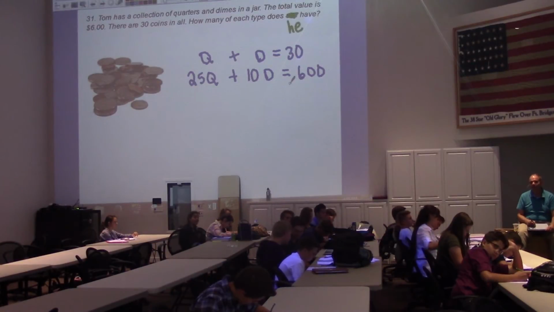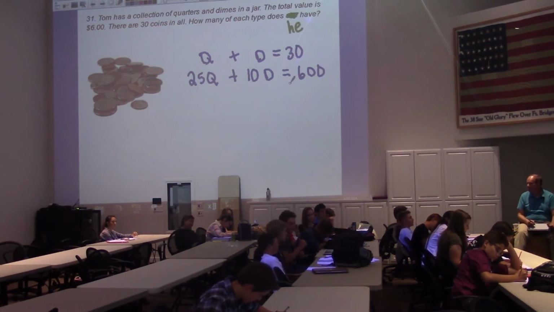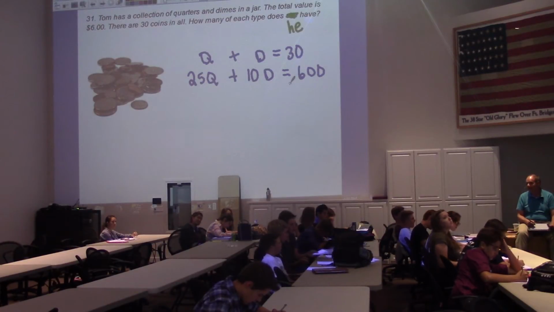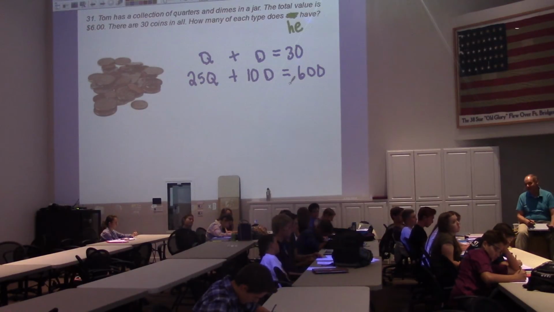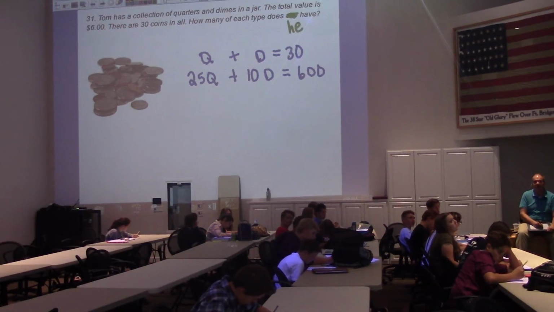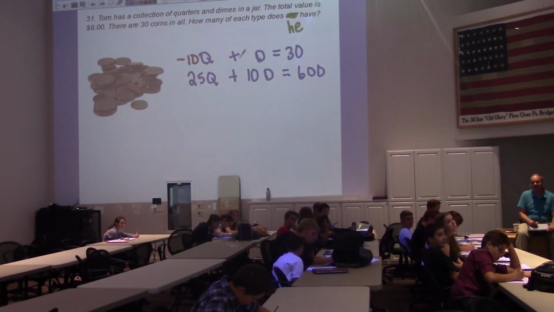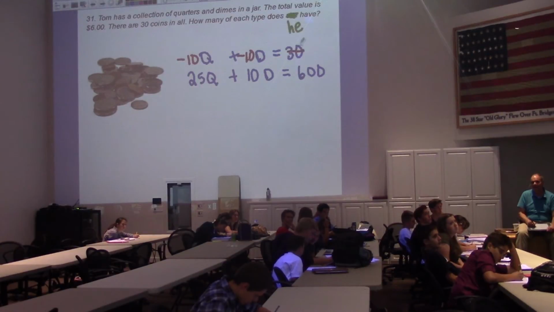Make it decimal free. Now, is that a vote for elimination or substitution? Looks like elimination, because everything's lined up in columns, right? This is classic elimination. So here we go. Put a negative 10 there, and times this by negative 10.